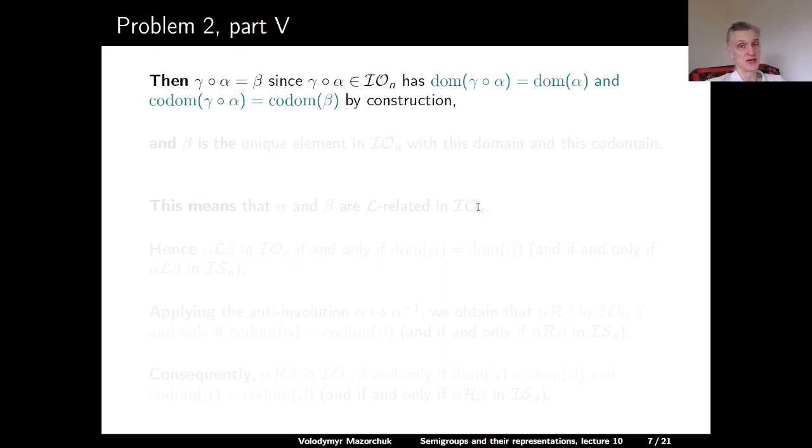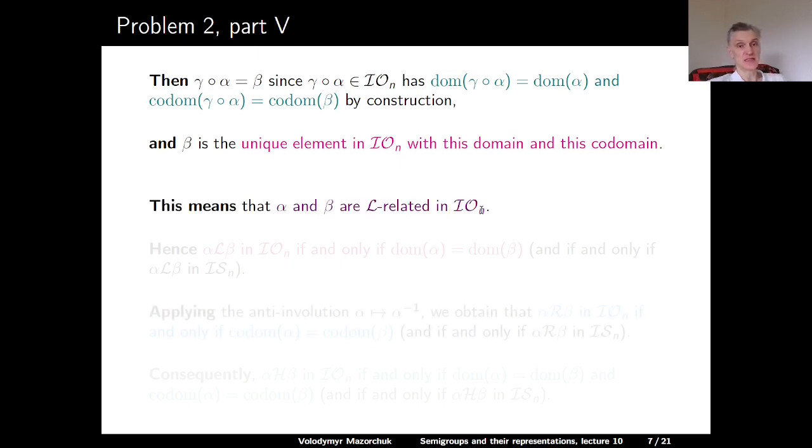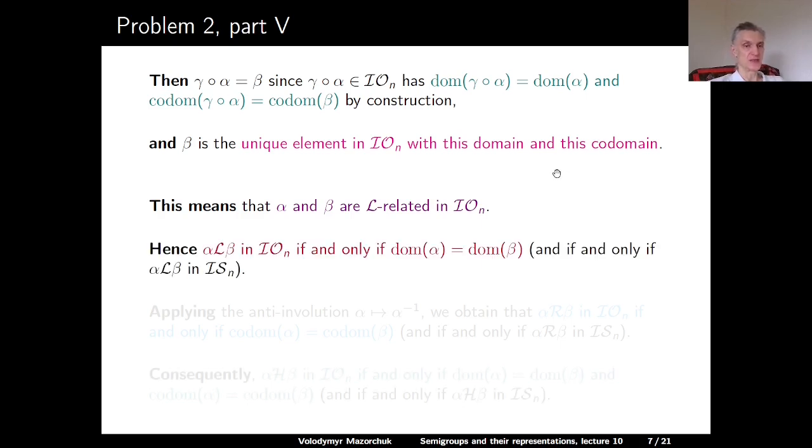And there is only a unique element in ION which goes from the domain of alpha to the codomain of beta. But the domain of alpha is the same as the domain of beta, so this element must be equal to beta. So beta is the unique element in ION with such domain and such codomain. So this means exactly that alpha and beta are left related in ION. So two elements alpha and beta in ION are left related if and only if they have the same domain, and if and only if they are left related in ISN.